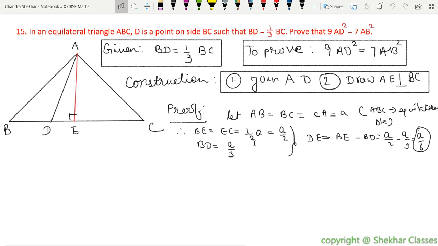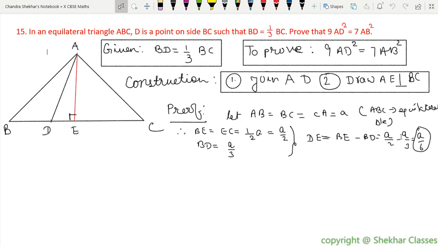So you can see I have written here, that BE is equal to EC is equal to half of BC, which is equal to half of A, means A upon 2. And BD is already given here as 1/3 of BC. So BD is equal to 1/3 of A, means A upon 3. Right. So therefore we need to calculate DE here. DE will be equal to BE minus BD. So BE is A upon 2 and BD is A upon 3. So if I subtract that, I will get A upon 6. So I have got DE as A upon 6.